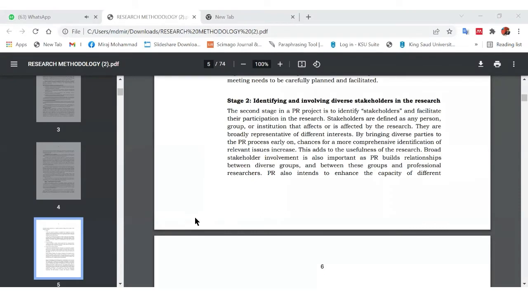Okay, so we have discussed in the last class regarding the stages. So today we will be starting with stage 2. Okay, so in stage 2, as you can all see in the slide, it is identifying and involving the diverse stakeholders in the research. So today we will talk a little about this.